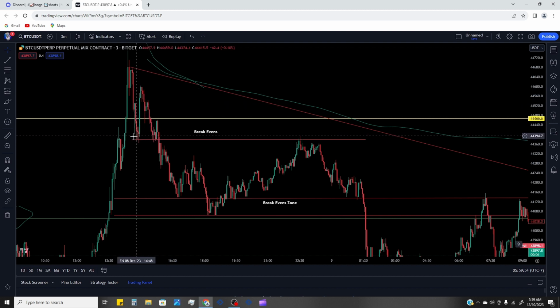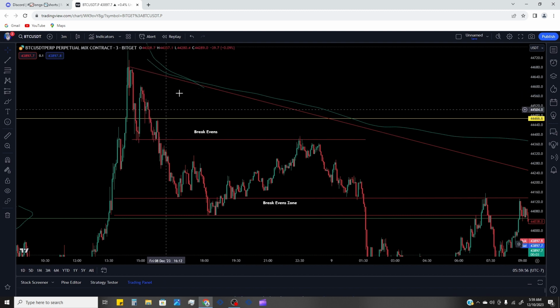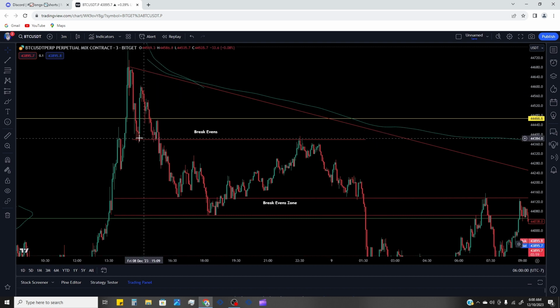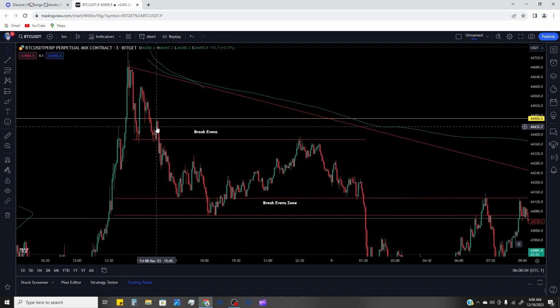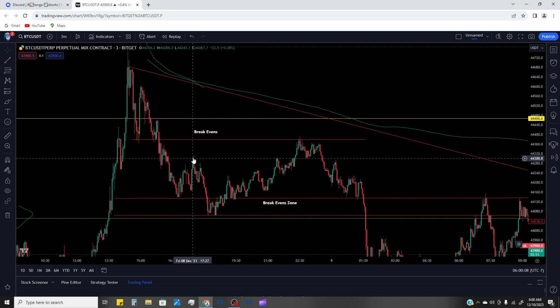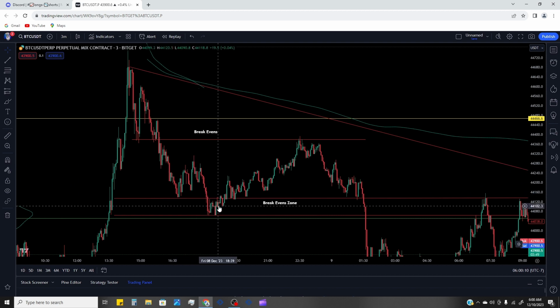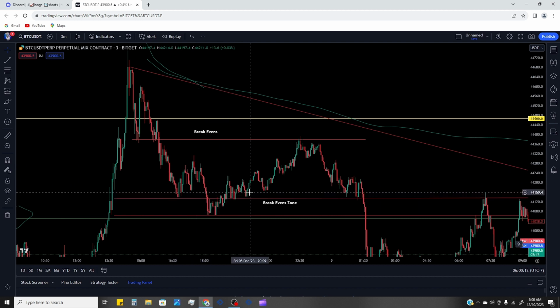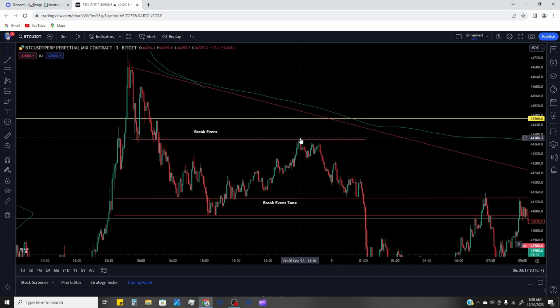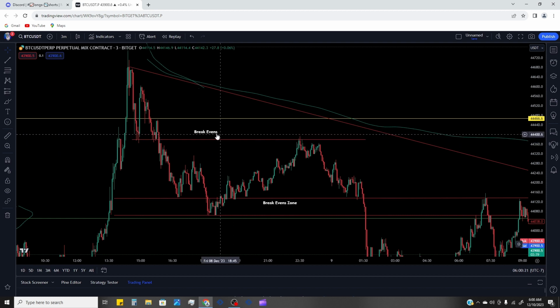People purchased here. People thought they were going to continue the run on Bitcoin to the upside. Nice volume comes into here. It doesn't happen. They get flushed down, doesn't come back, they get flushed down. They're waiting for quite some period of time to finally get their money back. Here they are, break evens.